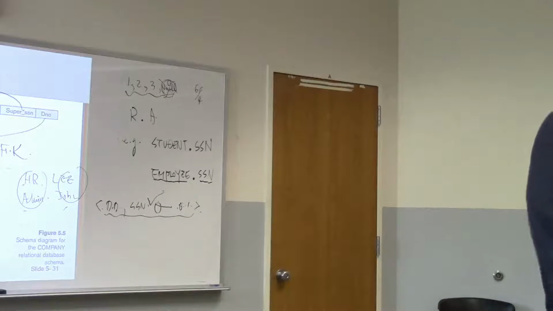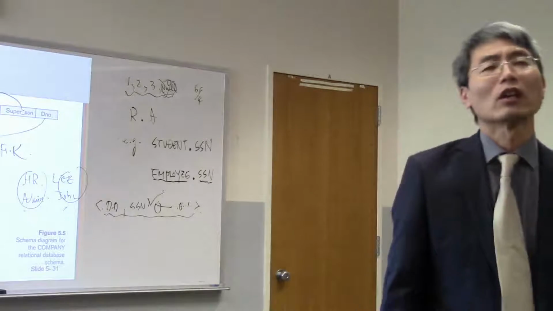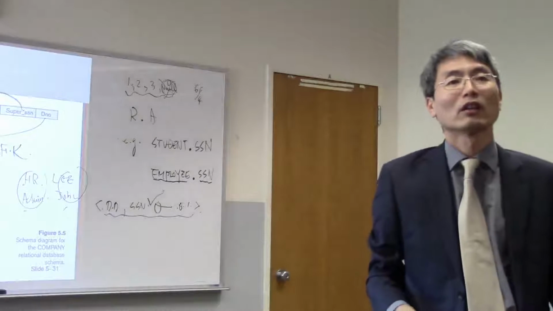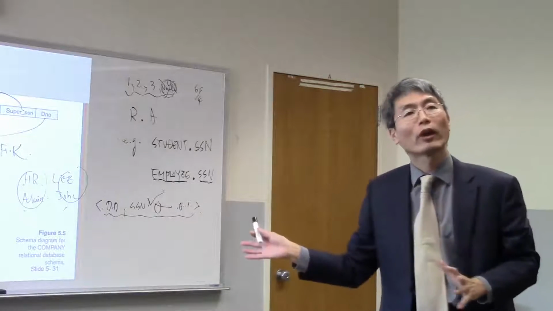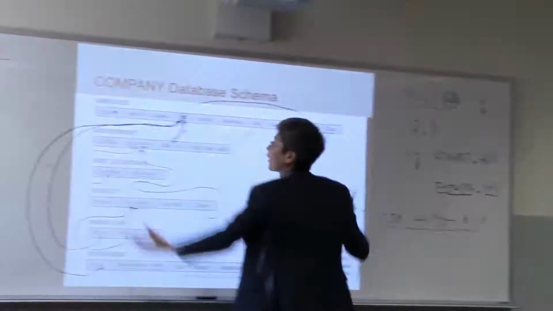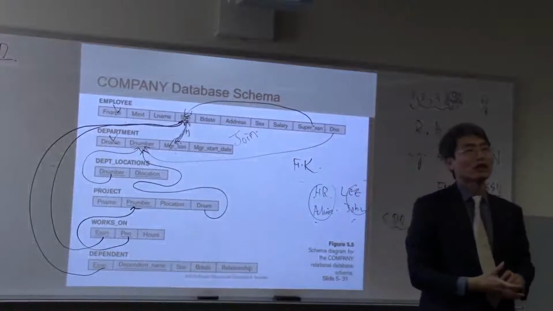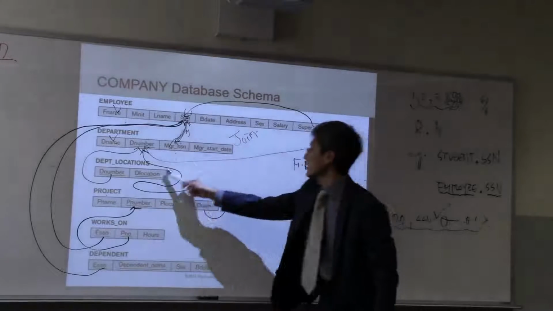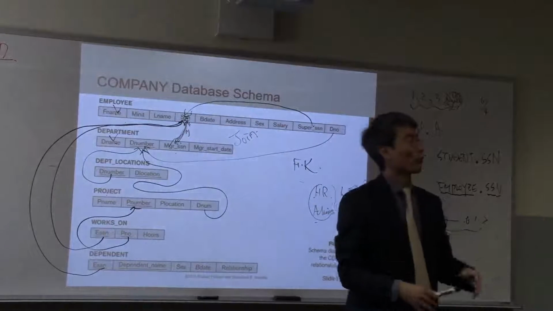Okay? Then somebody may be curious, why don't we combine all the data into one? Then we don't have to join, we don't have to create such a foreign key. So why don't we combine all this company data set into one relation? What is the problem? Some attributes might be null, for example. A lot of null, right? So we don't need this for the employee, right?